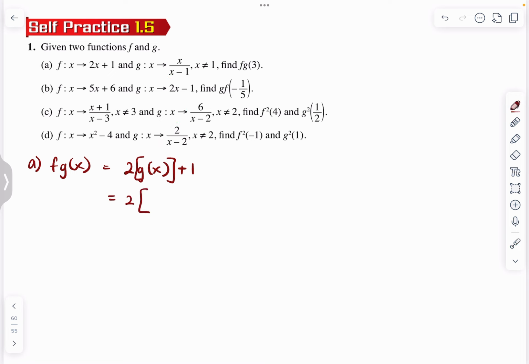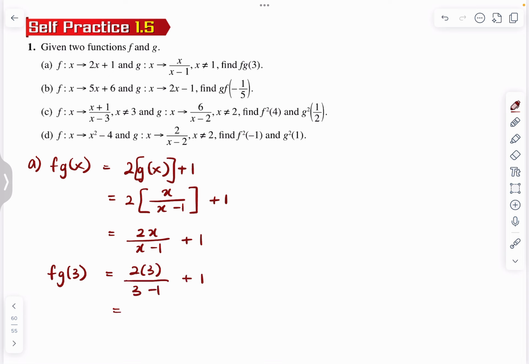So we get 2 times 2x over x minus 1, plus 1. Then we expand this, so we get 2x over x minus 1 plus 1. So now we can find fg(3). So if fg(x) is 2x over x minus 1 plus 1, fg(3) would be 2 times 3 over 3 minus 1, then plus 1. So this will give us 6 over 2 plus 1, which is 4. That's it. That's A.